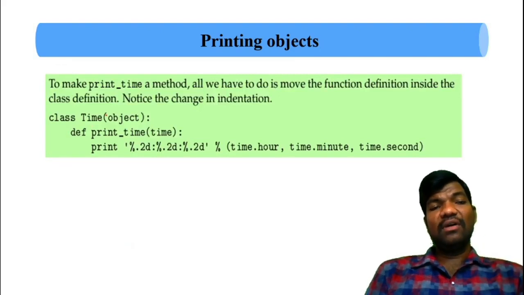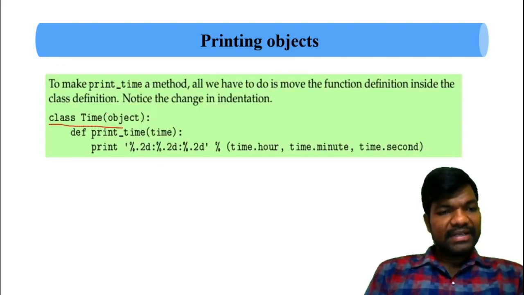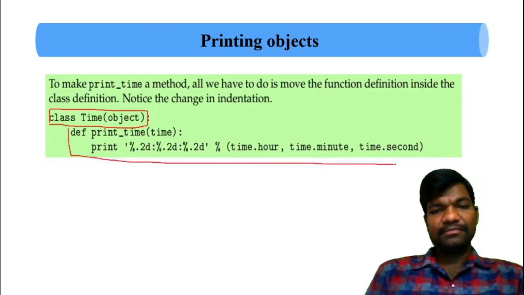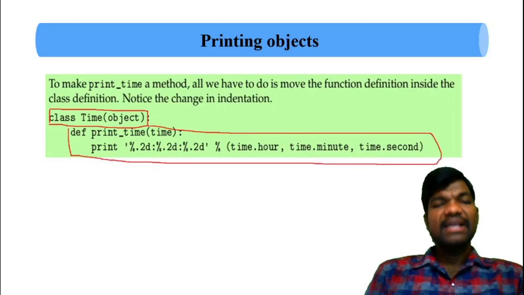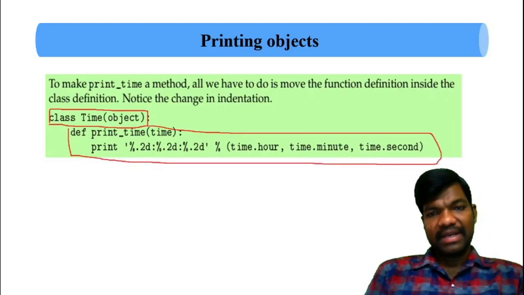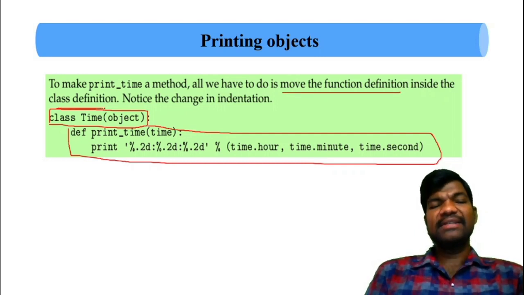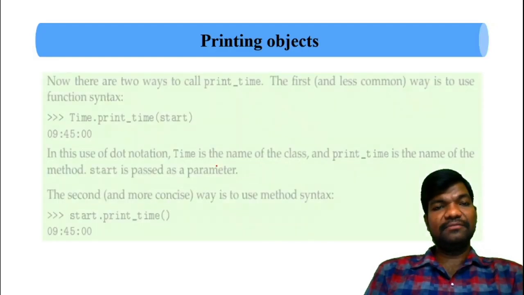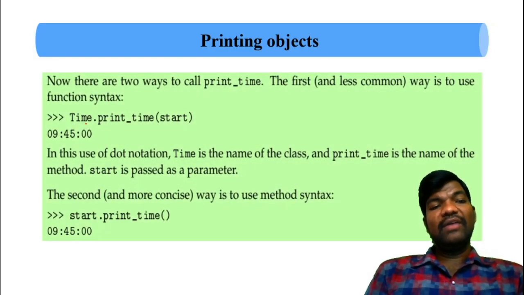Now another way of printing. Here inside the class, I am creating the function. Previously the class was separate and the function was separate. Now I am moving the function definition inside the class definition. So inside the class I am giving the function.